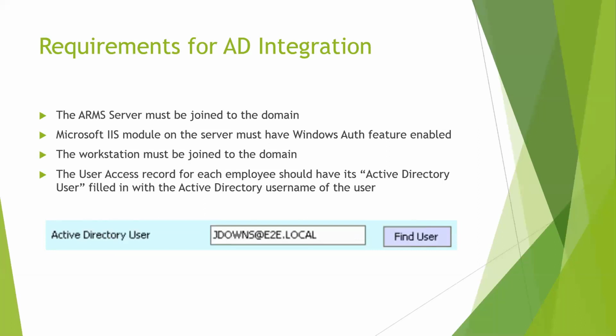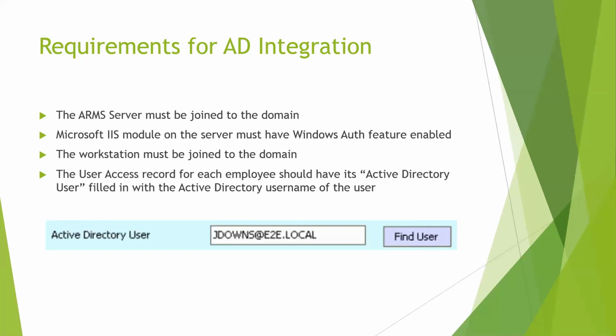On the ARMS server, there is a module known as Microsoft IIS. That module must have its Windows authentication feature enabled. The workstations that your users sit down to work and use ARMS must also be joined to the domain. And then lastly, inside of ARMS, the user access record for each employee should have its Active Directory user text field filled in with the Active Directory username of the user.